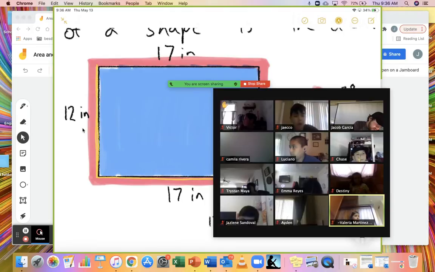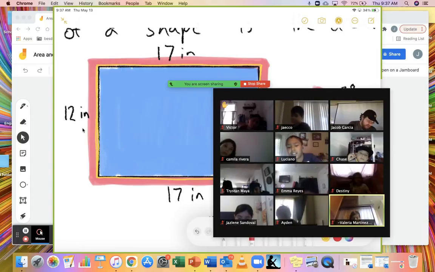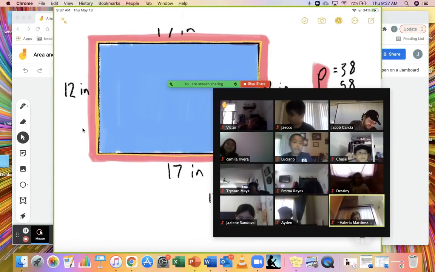We have another 12 here. And we have another 17. So I'm putting yellow so that we mark that as one of the sides that we got. So I'm going to go ahead and add those all together so we can double check our work.